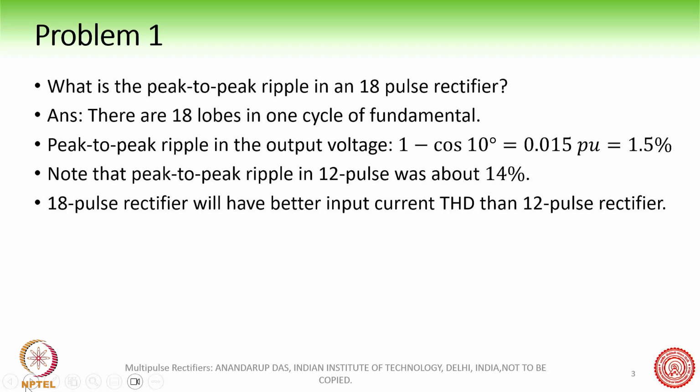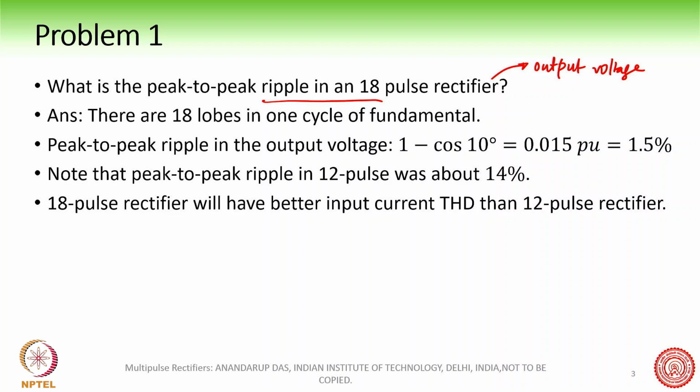Okay, the first problem here is asking what is the peak-to-peak ripple in an 18 pulse rectifier. Now we have studied the 12 pulse rectifier, but the question asks about the 18 pulse rectifier. This question is not complete. It should say the peak-to-peak ripple in the output voltage of the 18 pulse rectifier.